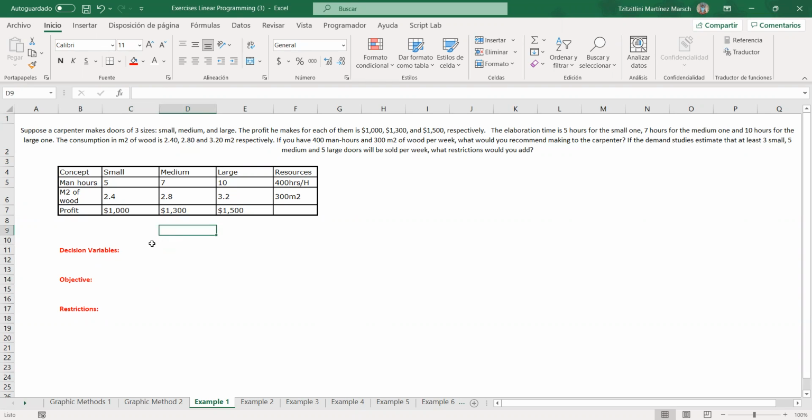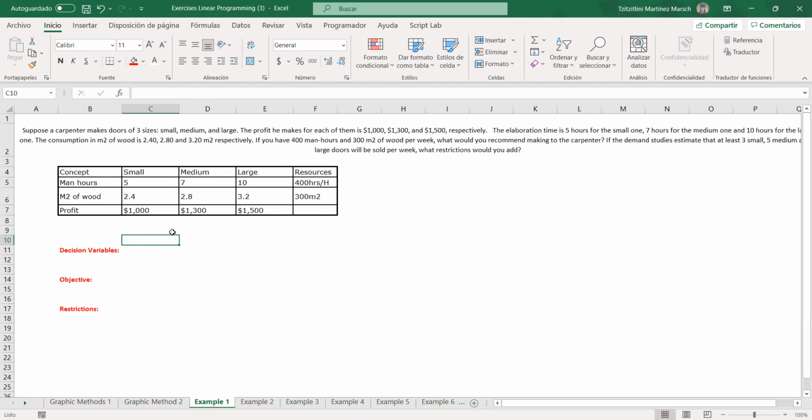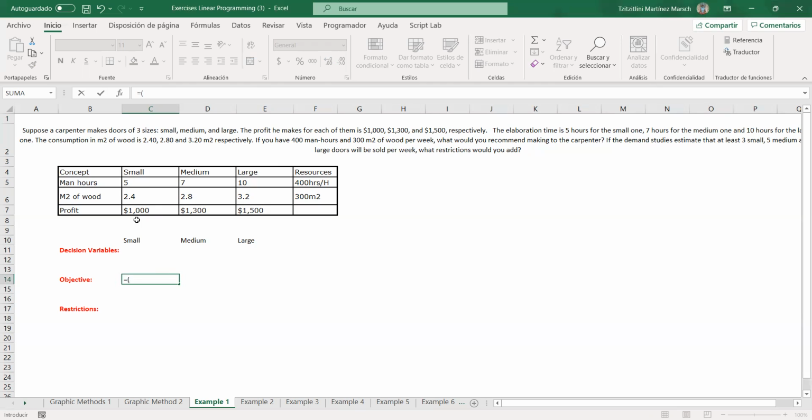And I have my variables right here. I'm going to just make this a little larger. This is small, medium, and large. This is what I want to know is going to happen. My objective formula is going to be how much profit I can actually have. So it's going to be 1,000 times the small one, plus 1,300 times the medium, or however much Solver is going to give me, plus the large times 1,500. That's going to be my objective formula.